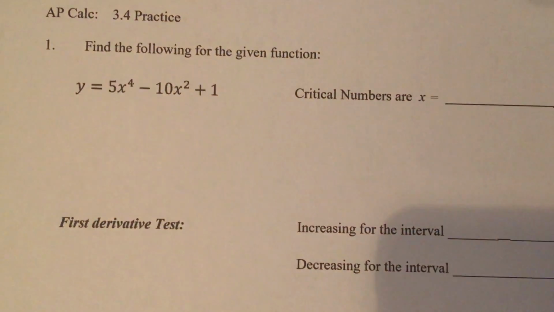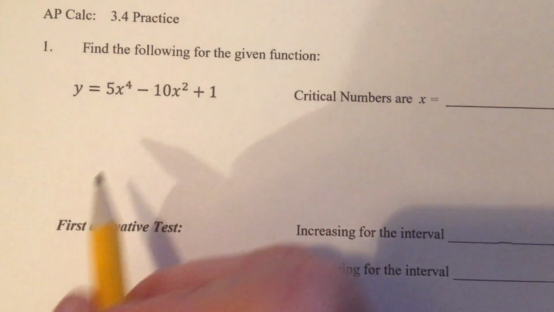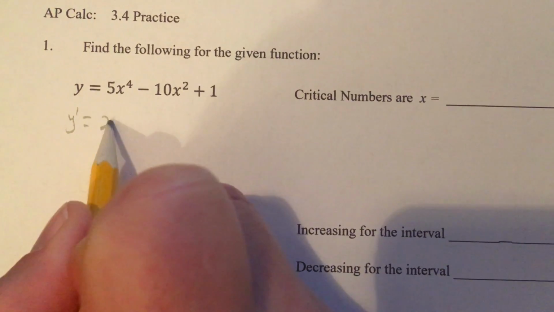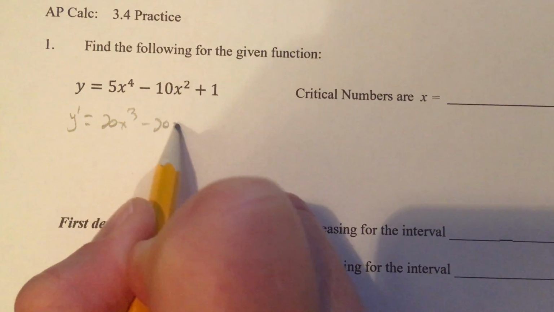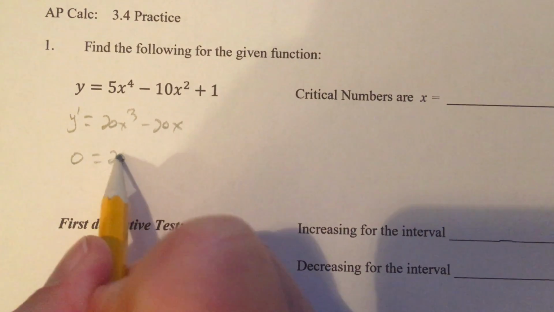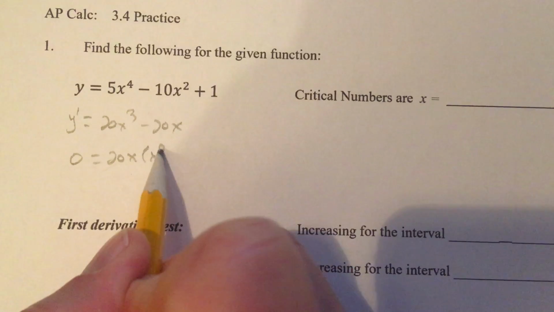All right, these are the answers to worksheet 3.4. For the first one, we're doing critical numbers. So we're going to take the derivative here. Y prime will be 20x cubed minus 20x. And then we're going to set that equal to 0. There's nowhere that's undefined, so we don't have to worry about that.